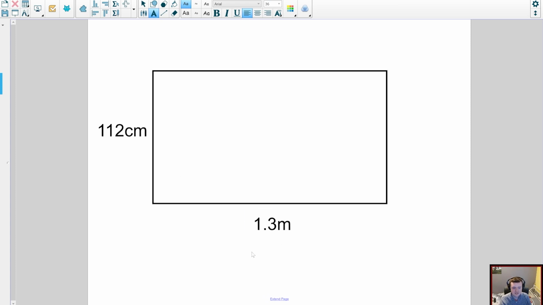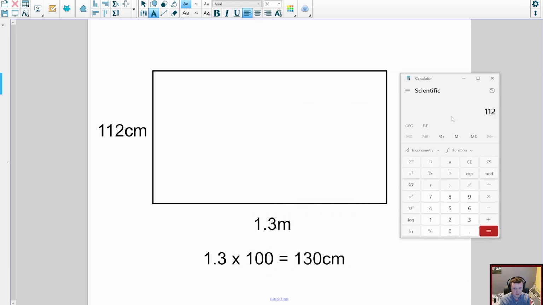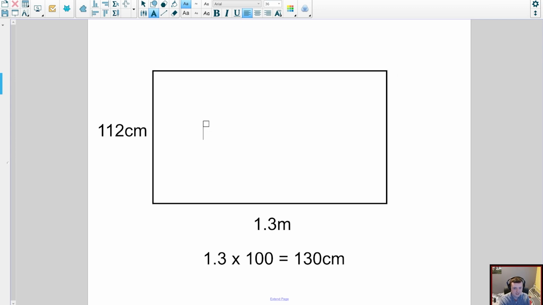If we want to convert this into centimetres, how many centimetres are in a metre? Well, there are 100 centimetres in a metre, so I'm going to multiply by 100, and I'm going to end up with 130 centimetres. Once they're both in the same measurement, then we can times them together and we'll get our answer. So if I get my calculator open here and I do 112 times 130, I'm going to end up with 14,560 centimetres, and I'm going to put my little 2 there. So 14,560 centimetres squared would be my answer.